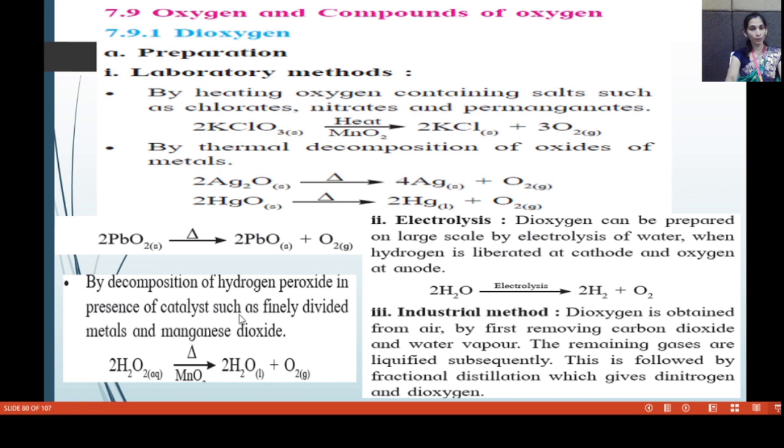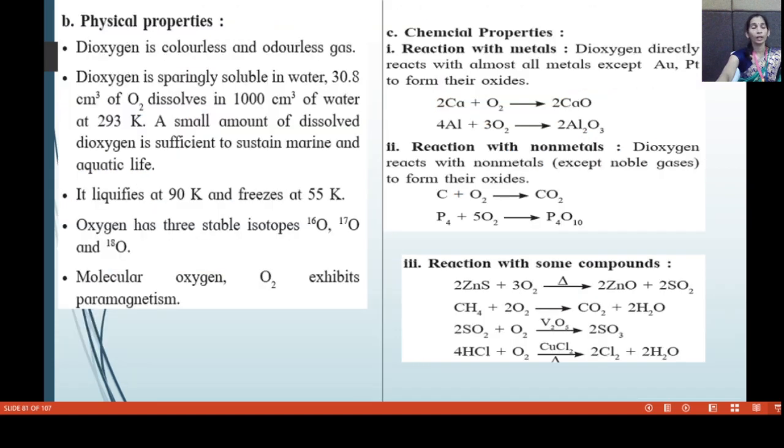By decomposition of hydrogen peroxide in the presence of a catalyst, here manganese dioxide, we get dioxygen. 2H2O2, our peroxide, on heating gives the water molecule as well as dioxygen. There are different physical as well as chemical properties of dioxygen.